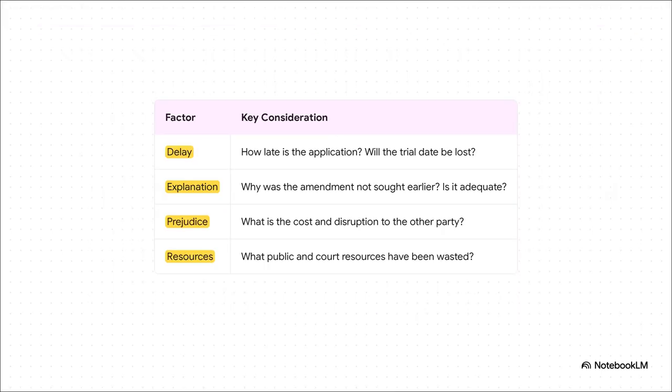So what does this mean for you? Well, it means when you're on your feet, asking for leave to amend, you now have to address all of these things. How late are you? Are you going to blow up the trial date? What's the prejudice to the other side? And here's the kicker. What is your explanation for the delay? The High Court in Aon made it crystal clear that if you can't give a good explanation, that alone can be fatal to your application.